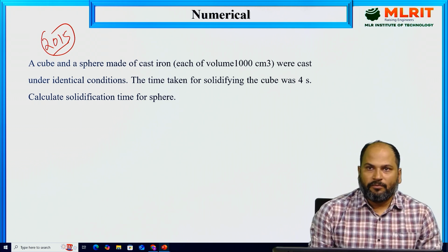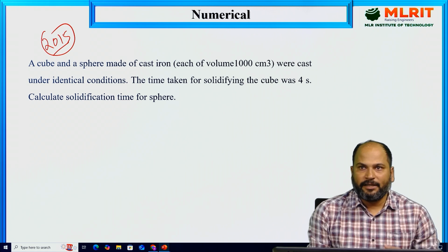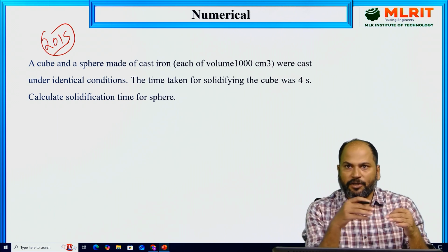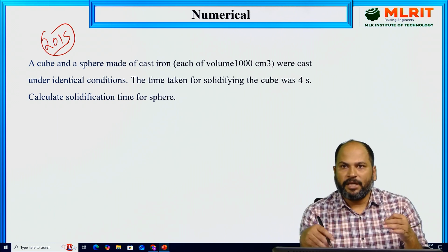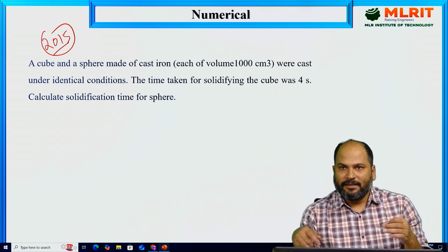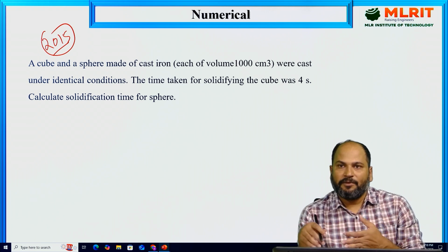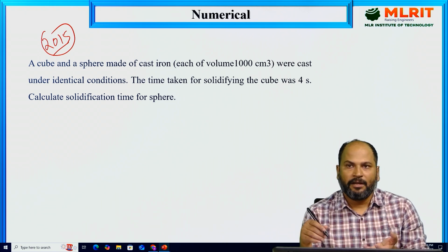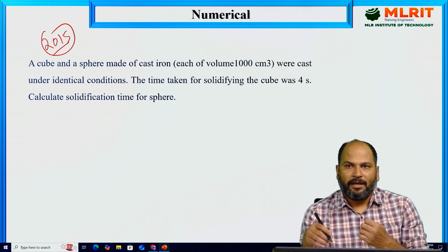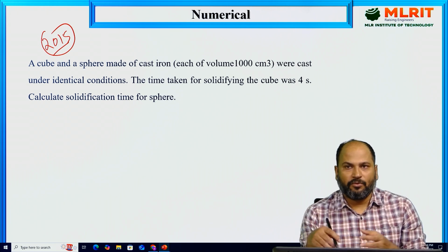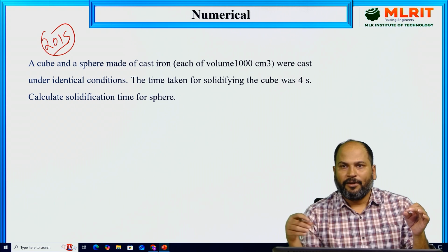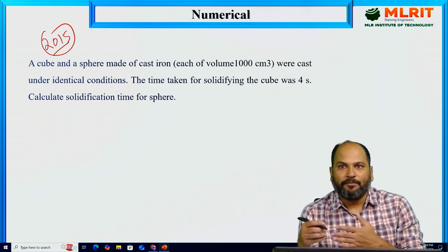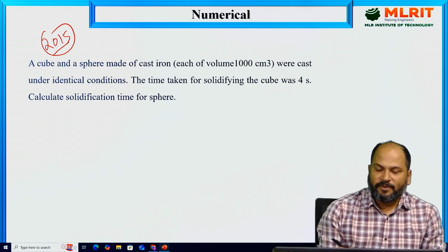We all know that when a casting solidifies, we pour the molten metal into the pouring basin, it goes to the sprue, then reaches the base, and passes through all the sections of the gating system. Finally it reaches the mold cavity, where, if you leave it for some time, it will solidify, and after solidifying we take it out. How much time it takes from pouring to reaching the mold cavity and solidifying there is the solidification time. There are experimental results to find it out.